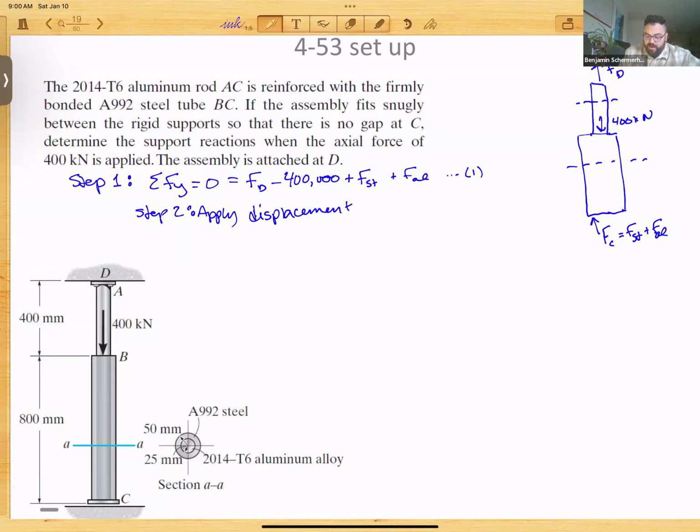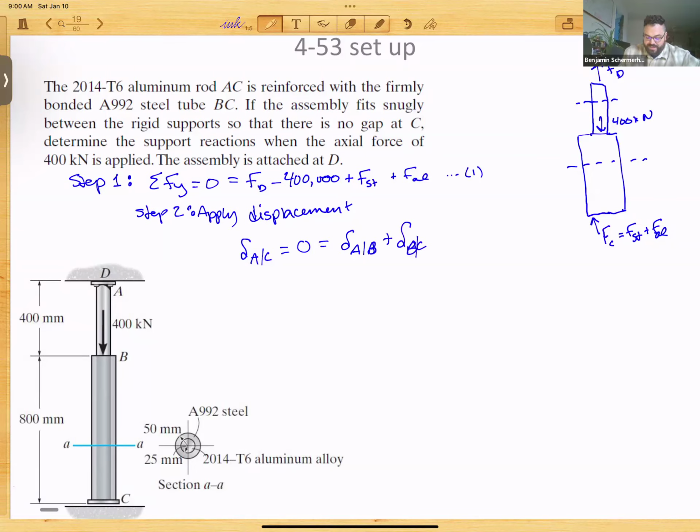And we want to know, because the end at C is fixed, that means the displacement from A to C is going to be zero. So I'm going to look at the displacement in the AB region plus the displacement in the BC region.